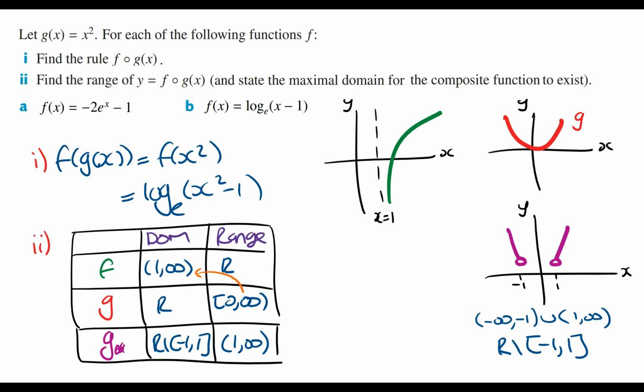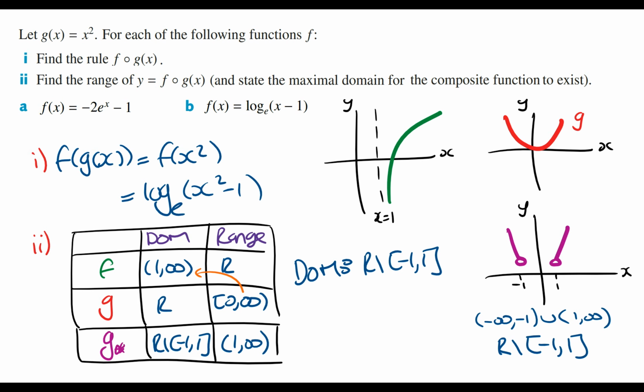And so the domain of this composite function f of g star of x is going to be the domain of the inner function. And the domain of the inner function is all real numbers except for x values from minus 1 to 1. To find the range, we would need to sketch the graph of f of g star of x. But again, we haven't been taught how to sketch log e of x squared minus 1. And so using the second method to find the range, we need to sketch the graph of the outer function f of x, only this time we're going to restrict its domain to be the range of g star of x, which is from 1 to infinity.